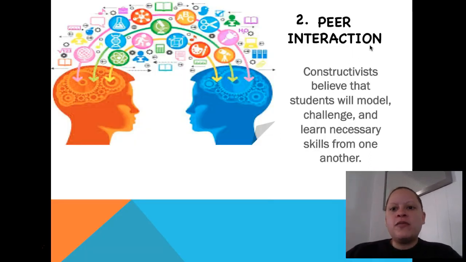The second way that cognitivists use to teach is peer interaction. They believe that students will model and challenge and learn necessary skills from one another. So this is where grouping becomes very important.